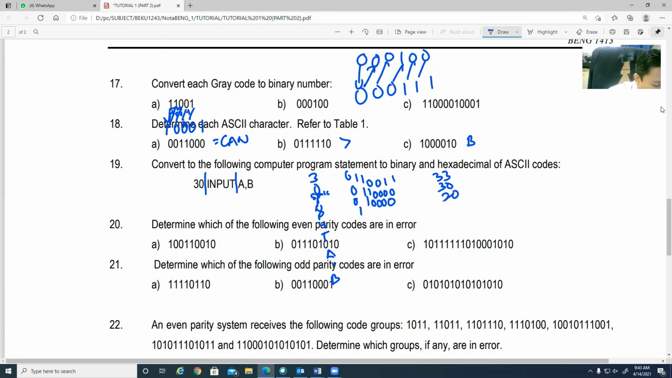And then for I, 1, 0, 0, 1, 0, 0, 1, and then the hex is 49, for example, for extra. And then the rest you can try, using the ASCII code.